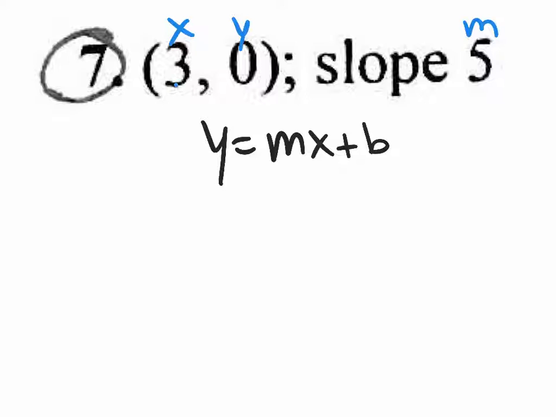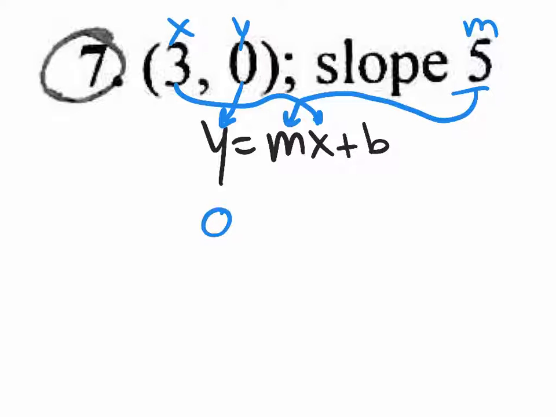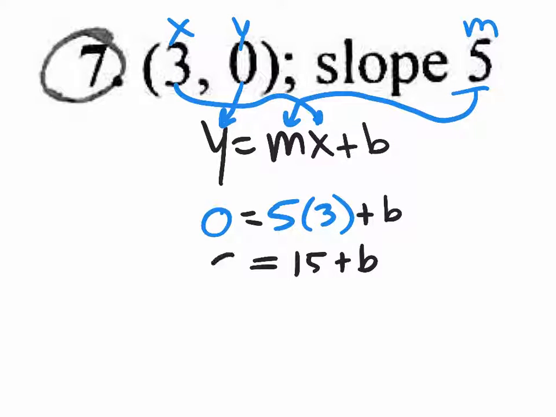Now our x value is 3, so that goes right here. Our y value is 0, that goes right there. And our m value is 5, that's going to go right there. So let's write it out. We're going to have 0 equals 5 times, what is x? 3 plus b. 5 times 3 is 15 plus b equals 0.